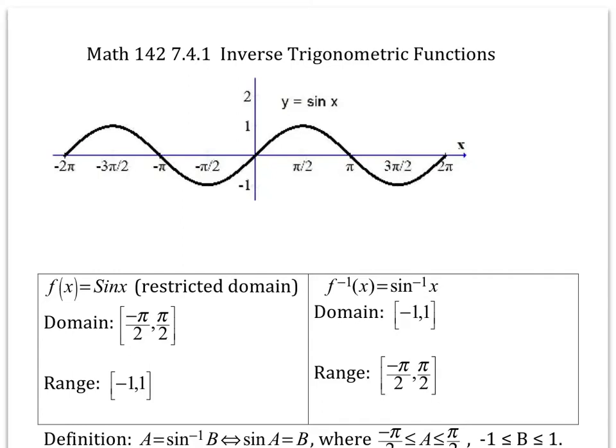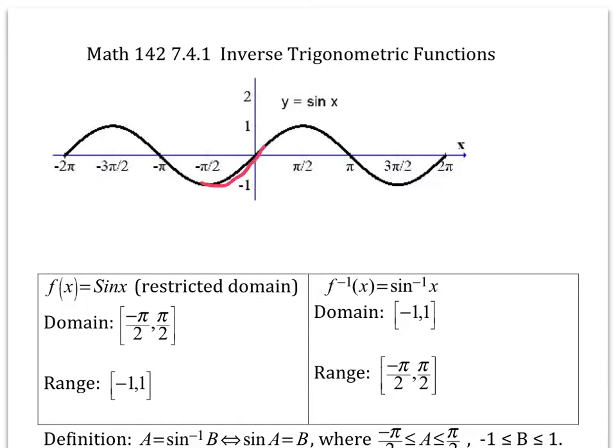Okay, in this section we're going to introduce the inverse trig functions. We're going to focus on inverse sine, inverse cosine, inverse tangent. Let's start out with inverse sine. Now the sine function is not one-to-one, so what you need to do first of all, right off the bat, is you need to restrict the sine function.